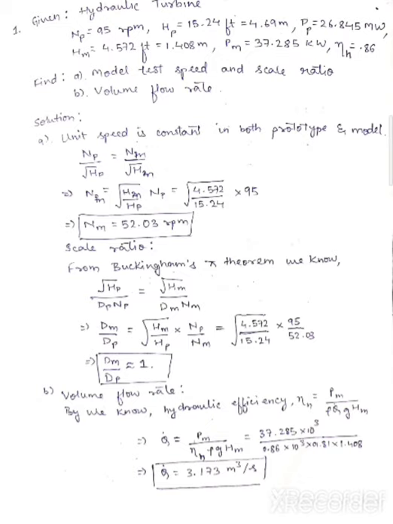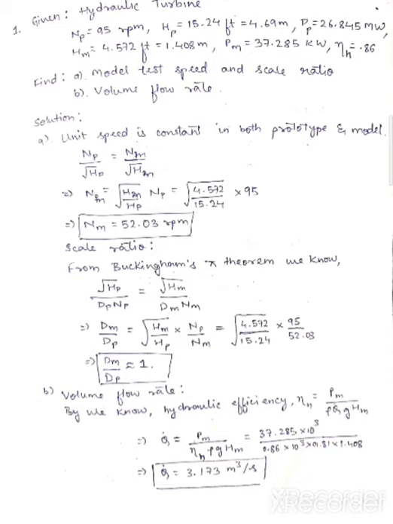To find out the model test speed, I have used the concept of unit speed, which is the speed for 1 meter head and which is constant for both prototype and model. So it gives us Np divided by root over Hp is equal to Nm divided by root over Hm. By rearranging, we get Nm equal to root over Hm by Hp into Np. By putting in the suitable values, we get Nm equal to 52.03 revolutions per minute.